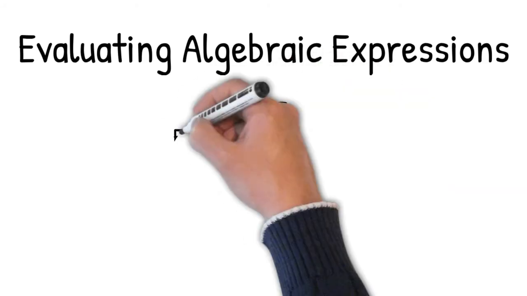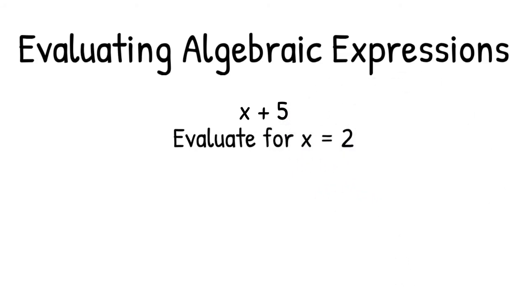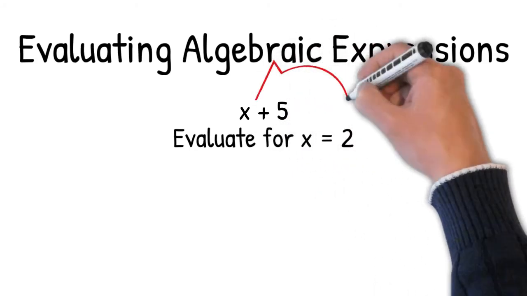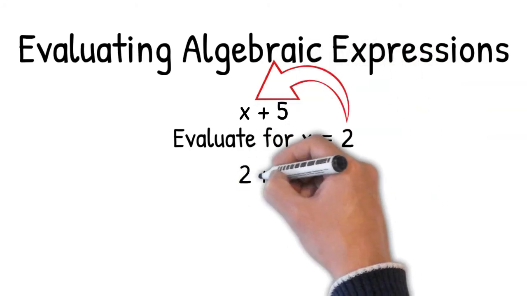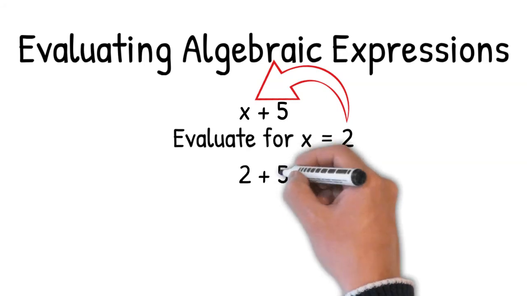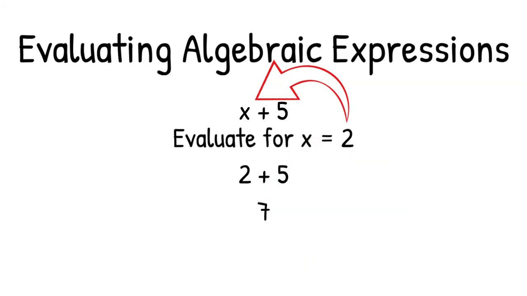So let's try x plus 5 evaluated for x equals 2. Put 2 in place of x. Now we have 2 plus 5, which is equal to 7.